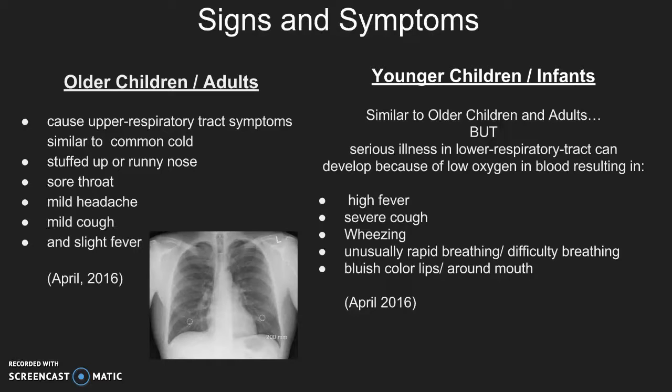In younger children and infants, as mentioned earlier, it's similar to older children, but young children and infants can, in addition to developing an upper respiratory tract infection, also develop an illness in the lower respiratory tract. As a result, they can develop low oxygen in their blood. This results in them having a higher fever than the older children or adults, severe coughing, wheezing, and they usually have rapid breathing or difficulty breathing. And then they have a bluish color around their lips and around their mouth.